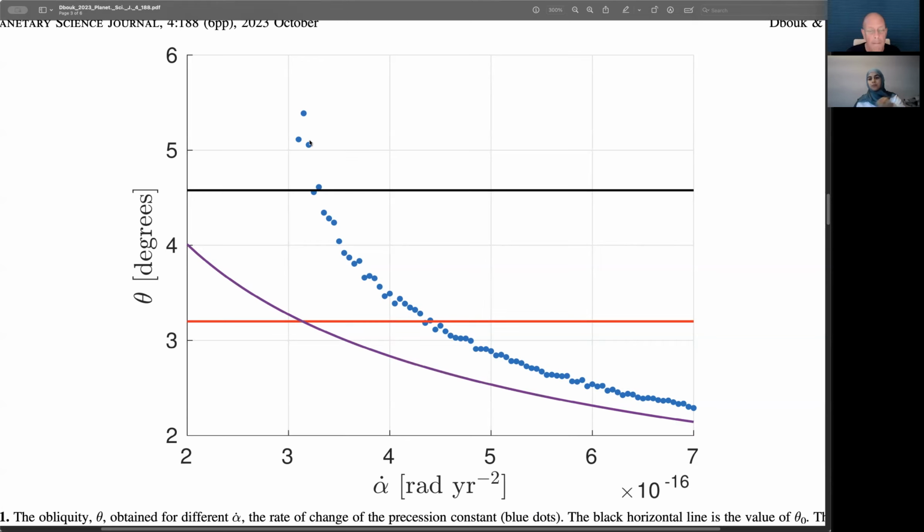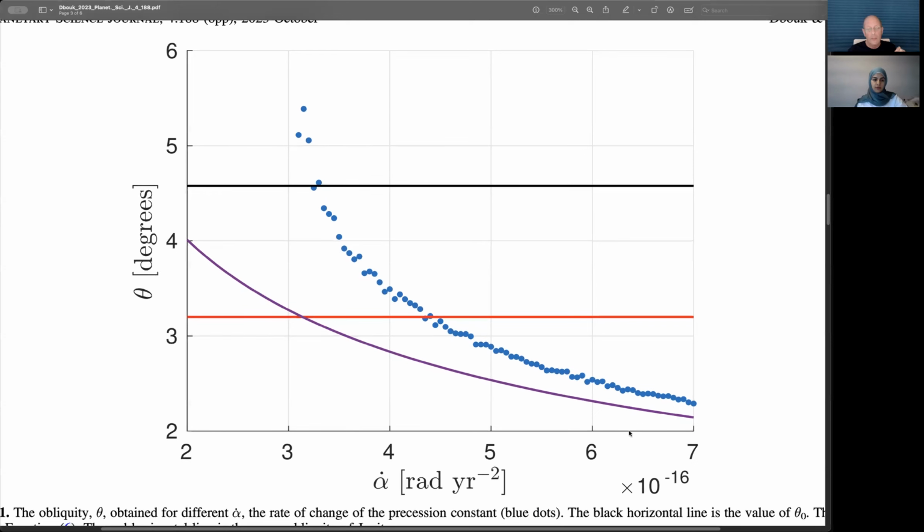So in this case, we run the model for a certain fixed alpha dot, which we give, which means that alpha is basically increasing linearly with time because we're fixing alpha dot as a number. And for each simulation, for each different alpha dot, we run the model and then we plot one point here showing the final obliquity theta that we get after the resonance crossing. Got it. I'm with you.